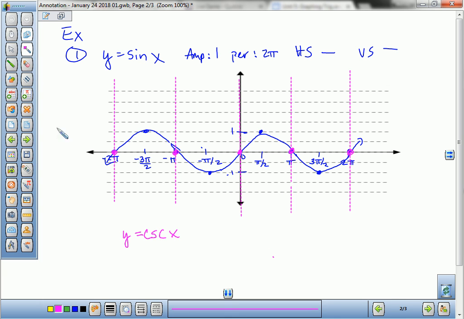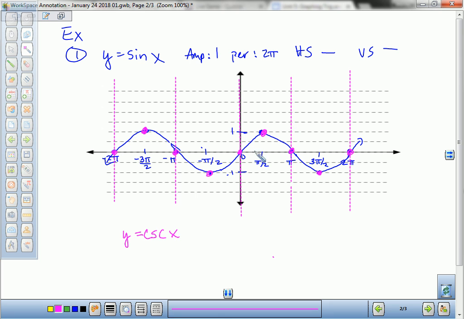Okay, so now let's think about the easy ones. What is the reciprocal of positive 1? 1. What is the reciprocal of negative 1? Negative 1. All right, those points were easy. So the reciprocal of 1, if I flip 1, I still have 1. If I flip negative 1, I still have negative 1.